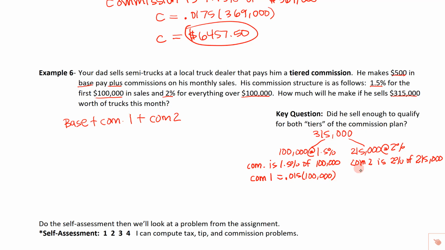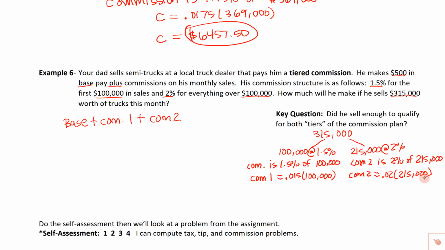All right, I'm going to do the same thing with commission 2. So commission 2 equals, we want this in percent form, so 2%, we're going to move our decimal over 2, so it ends up being 0.02, and of our 215,000, so we put our 215 in parentheses.